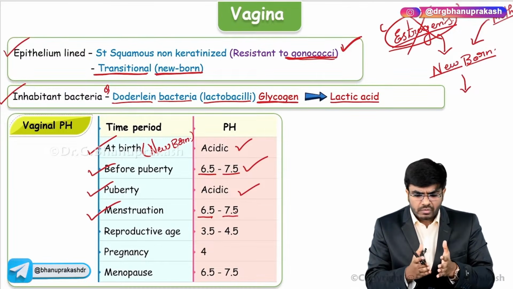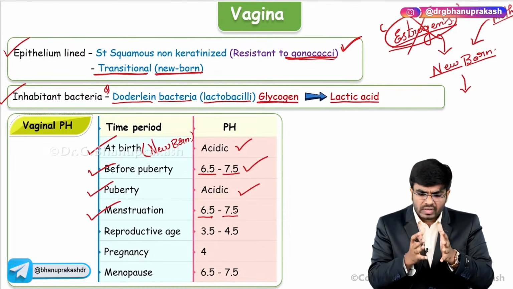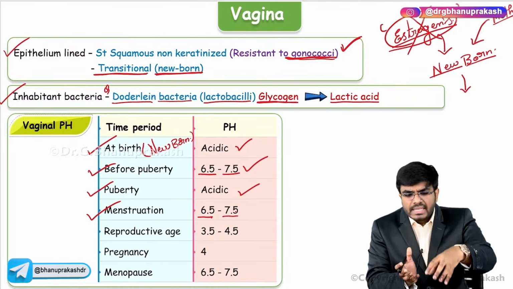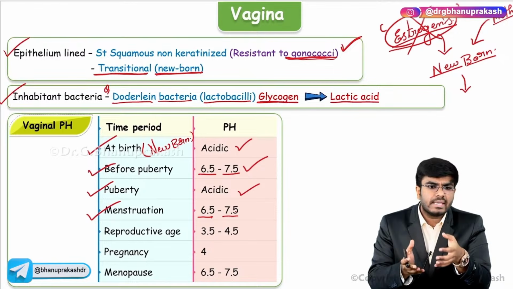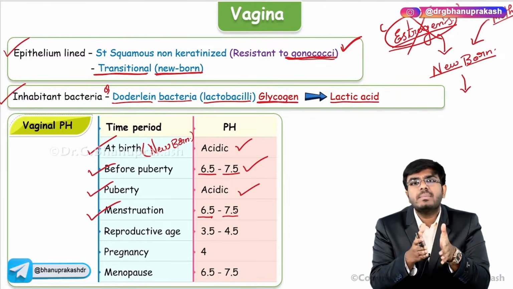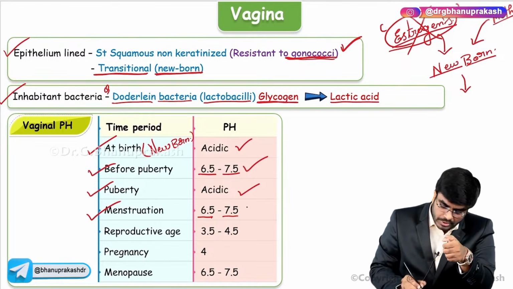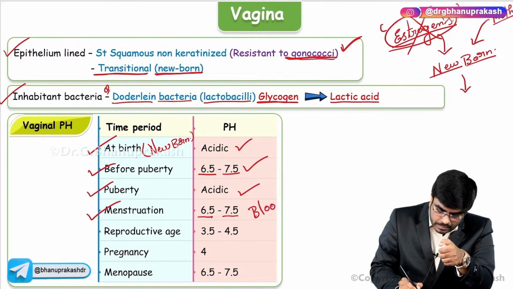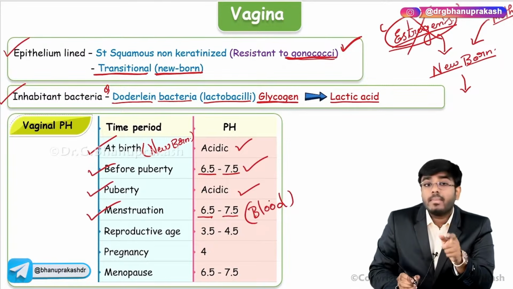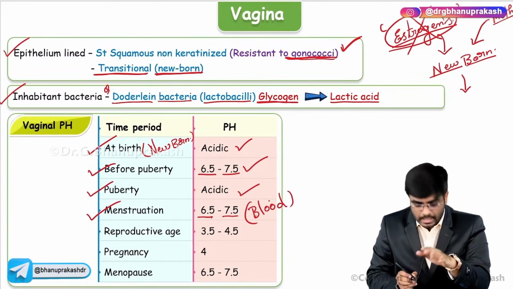So, during menstruation, we all know that blood is passing over the walls of the vagina. Now, if blood is passing through the vagina, I can say the vaginal pH will become more alkaline or less acidic. So, because of the blood, vaginal pH will become less acidic or more alkaline.